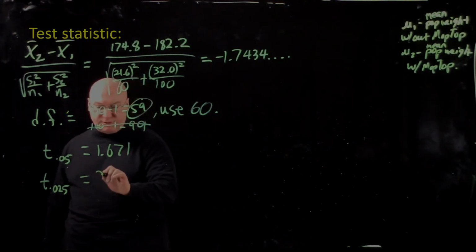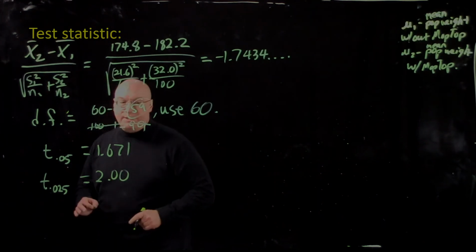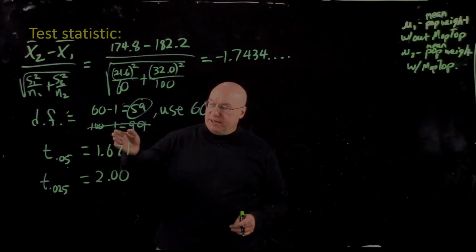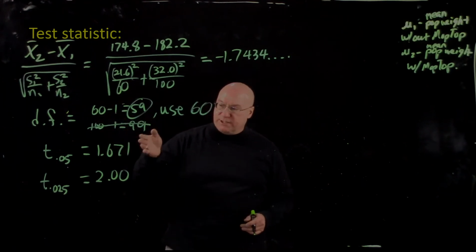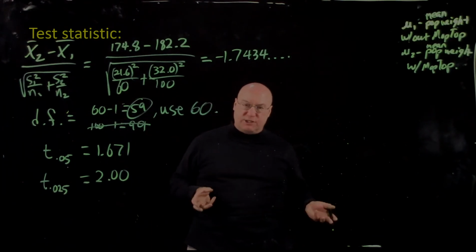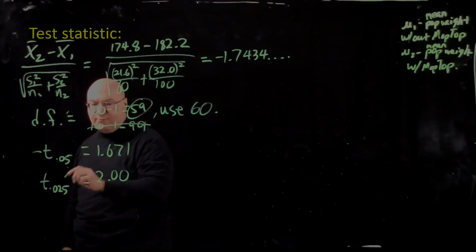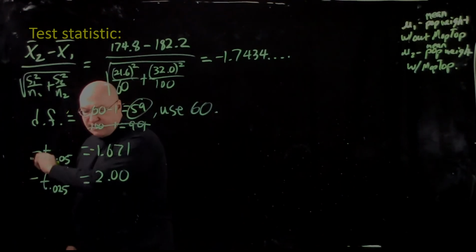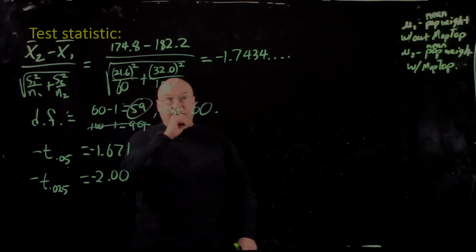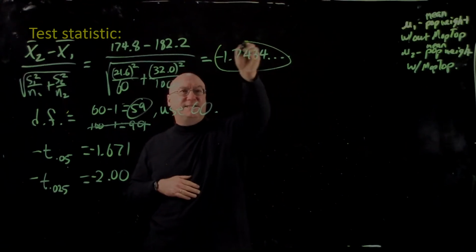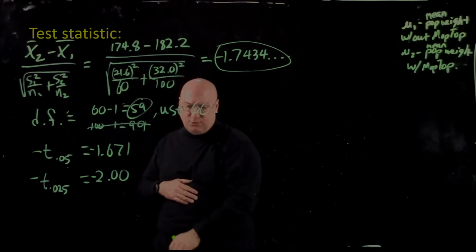Okay, now it's a left-tailed test, and remember the critical values we're given are always given positive, so it's like they're assuming it's a right-tailed test, but everything is symmetric. So really what I'm after here is the negative of that, and the negative of that. Okay, what I see is that my test statistic lies in between these two, right?